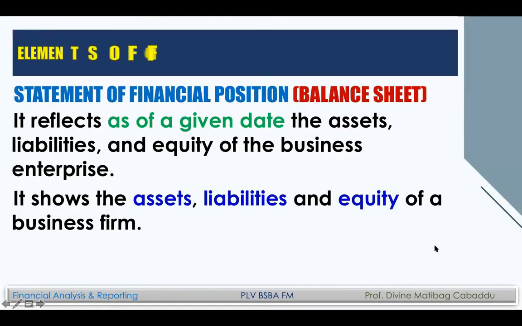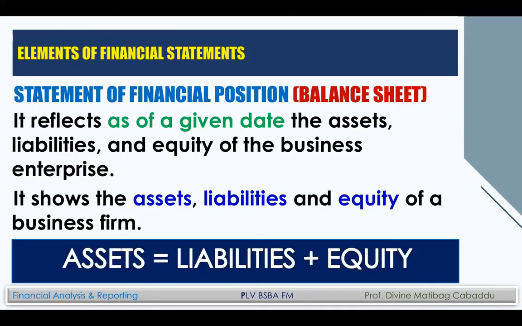Okay? Now, let's proceed to the elements of your balance sheet. Ano ba yung balance sheet? It's also known as statement of financial position. It reflects, as of a given date, the assets, liabilities, and equity of the business enterprise. And it basically shows the three categories. We have assets, liabilities, and equity.